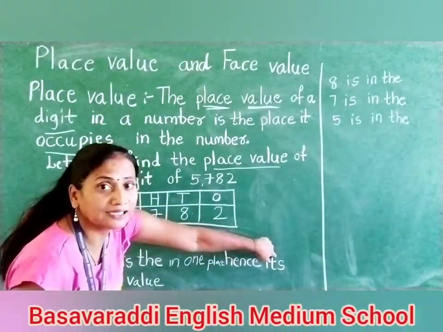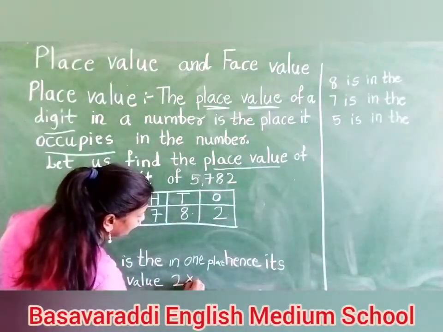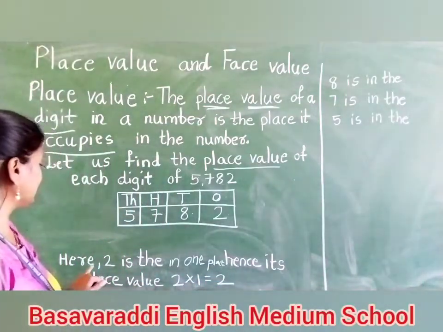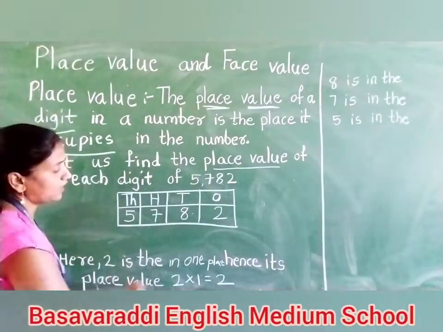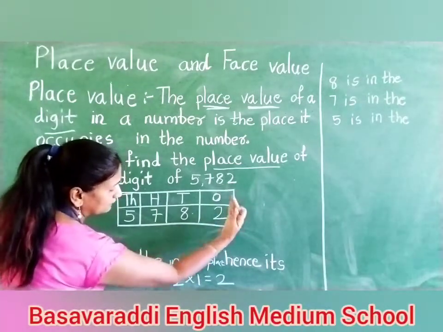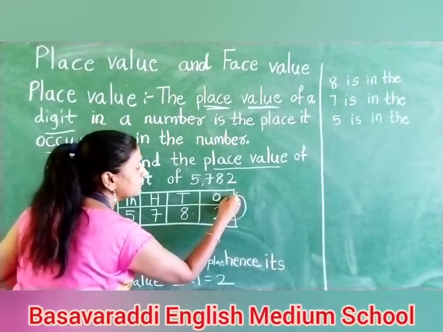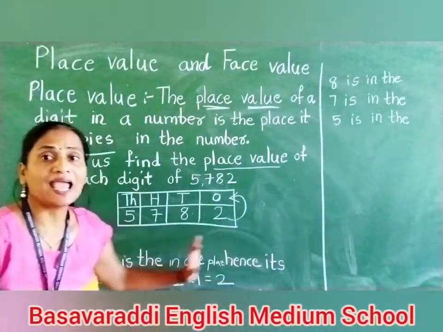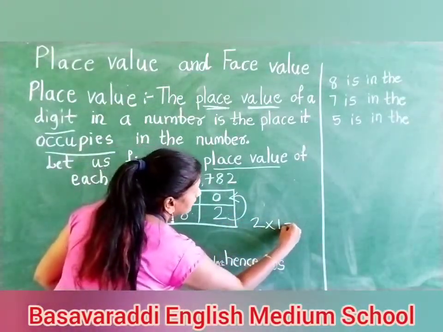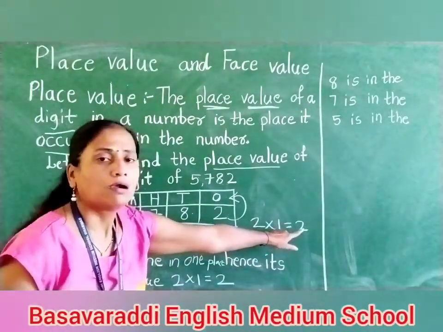Hence its place value is 2 into 1, which is equal to 2. We take 2 because we always go from right side to left. On the right side first comes the 1's place. The 2 is in the 1's place, so the place value is 2 into 1 equals 2.